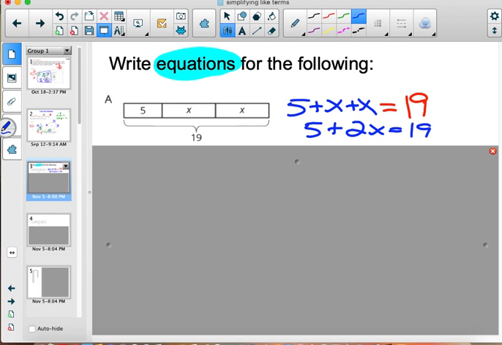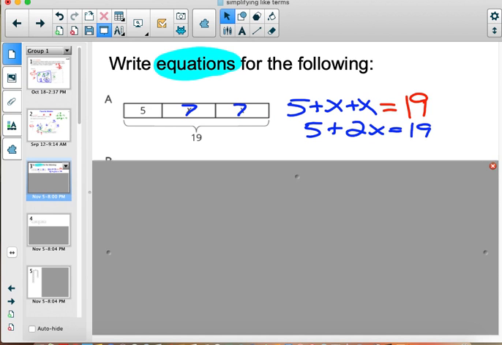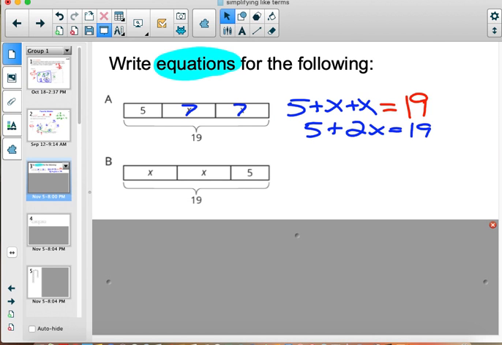Let's see. 7 plus 7 is 14. Is 14 plus 5 19? No, that's 19. No, that's right. That's good. It's going to be 5. Alright. Which one's better, the top one or the bottom one? Bottom. Bottom's more simple.